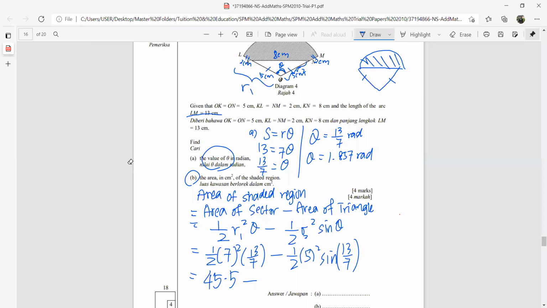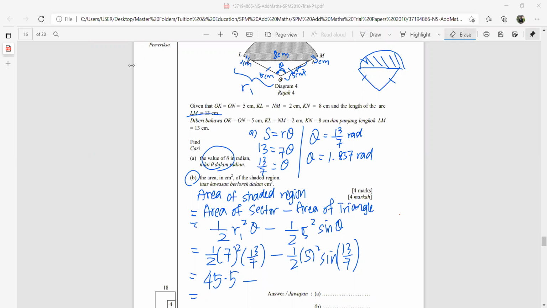Minus, remember the calculator must change to radian mode. Some of you forgot to change to radian mode. Then answer different, then you blame. How come different? How come different? So this one is radian mode, right? Double check, is it so small? 5 squared 25 and then times sine 13 over 7, correct or not? Double check. I got 11.99. Okay, you get 11.99.